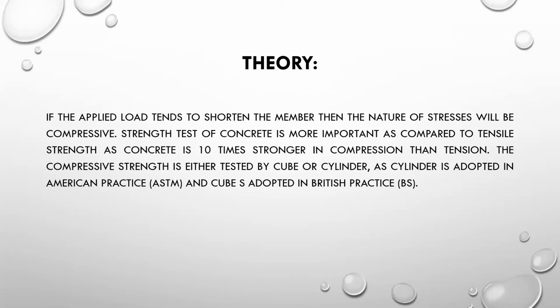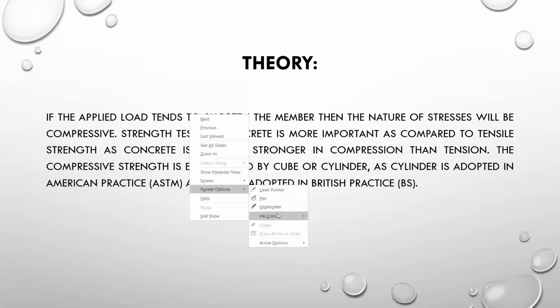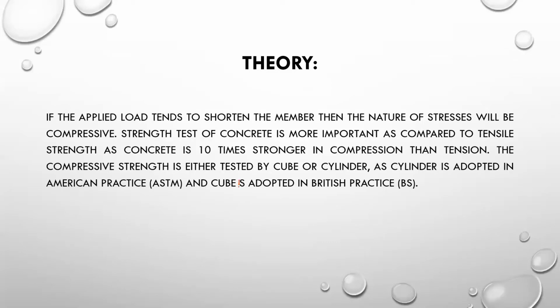The compressive strength is tested either by cube or cylinder. You can check the compressive strength of the material by making a cube or cylinder. A cylinder is adopted in American practice, ASTM, and cube is adopted in British practice, BS. So what's a mistake over here? This should be "cube is". So I have to write it down. Cube is.